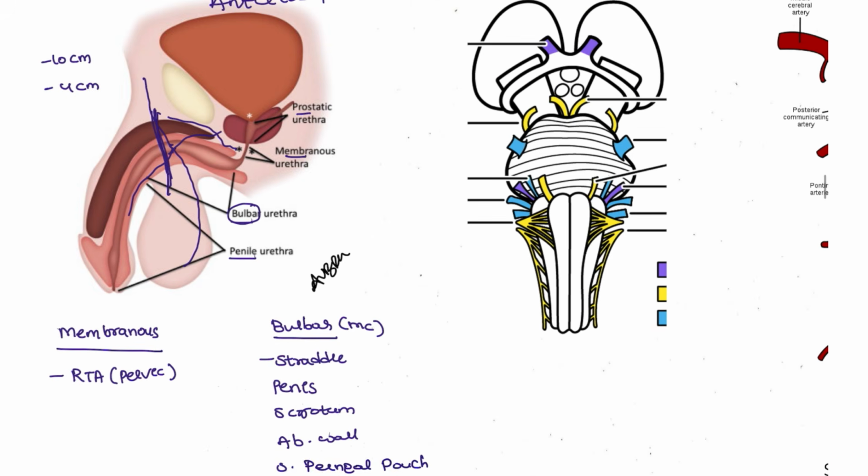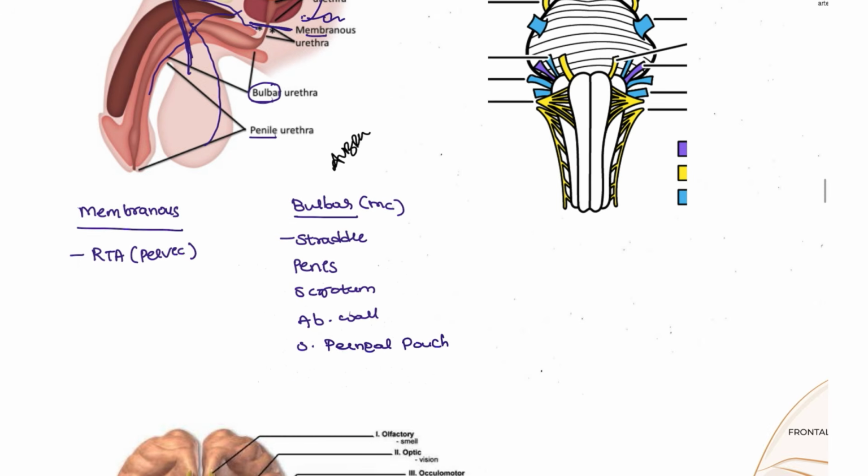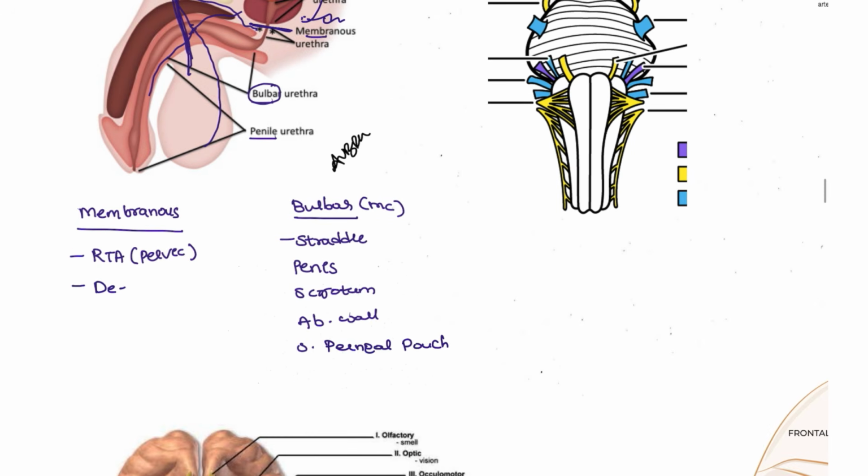Next, the membranous urethra. Here it is damaged, and it is going to extravasate in the deep only. So it will be seen in the deep perineal pouch, and also the prostate.